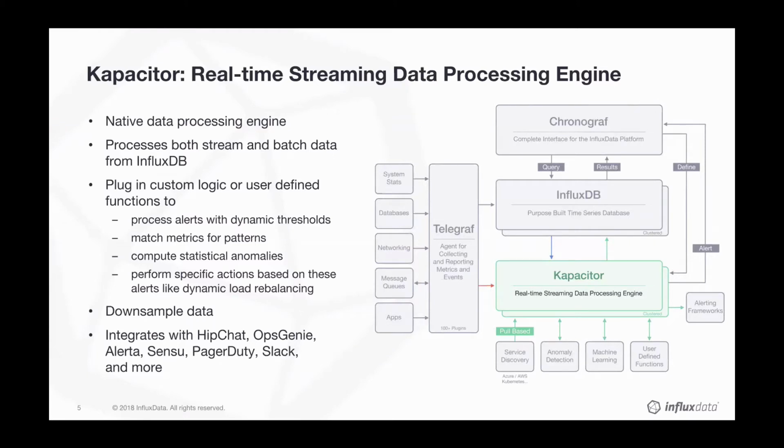As I said before, you can definitely downsample data with Kapacitor, which is really important for time series data, especially with the high volume that you're going to get with ingesting that into InfluxDB. And then specifically with the alert capabilities, it can integrate with other platforms such as HipChat, OpsGenie, Alerta, Sensu, PagerDuty, Slack, and many more. So you can integrate that with other platforms if you need to trigger alerts and then do some incident response and incident management through that.